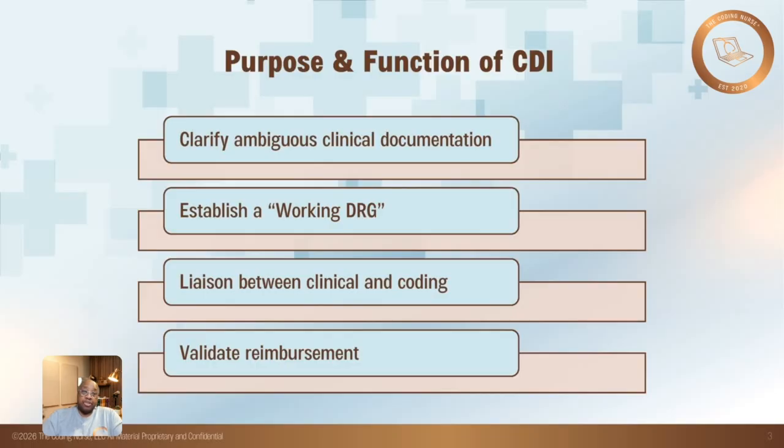Your next purpose and function is to establish a working DRG. And I'm going to go more into detail about what a DRG is further on in the presentation, but basically DRG stands for Diagnosis Related Group, and it is how diseases and conditions that people have in an inpatient setting are grouped for payment. And it is your job as a CDI to establish what they call a working DRG. And a working DRG can change based on how the patient's condition, either how they present versus how it deteriorates, or any number of things can happen that can affect the DRG. But it's your job to assign the DRG.